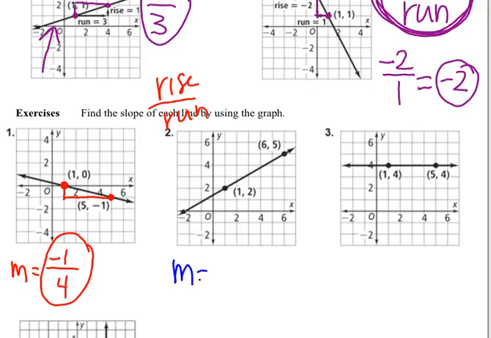All right, moving on to the next one here. Starting at 1, 2, going to 6, 5. How many am I going up? 1, 2, 3. So there's my rise. My run is 1, 2, 3, 4, 5. 3 over 5.